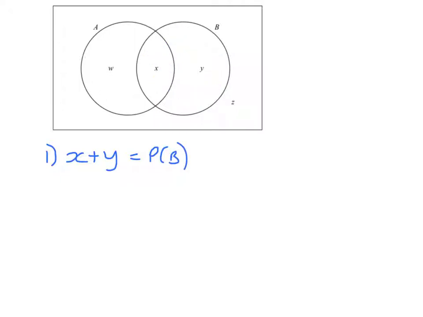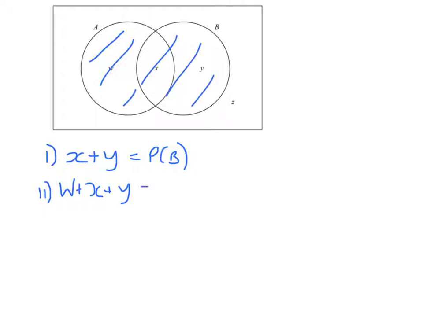Part 2. W, X and Y. Again, shading that in the diagram, I can see that I have the probability of A or B happening.